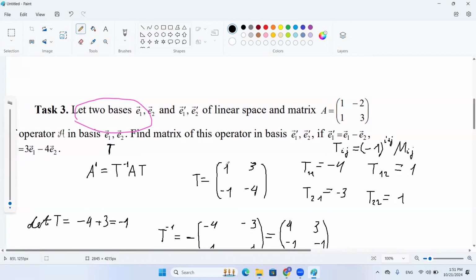So we build matrix T using these vectors in a new basis.